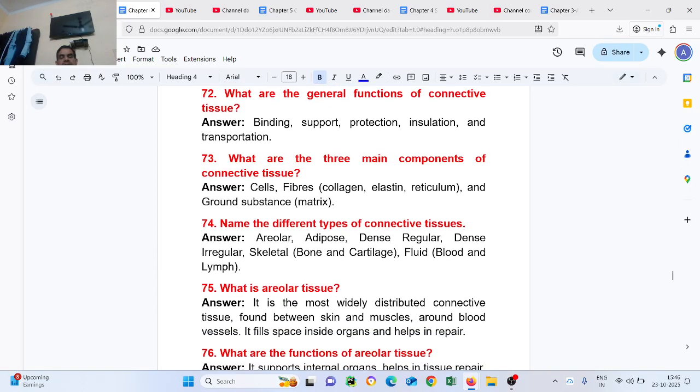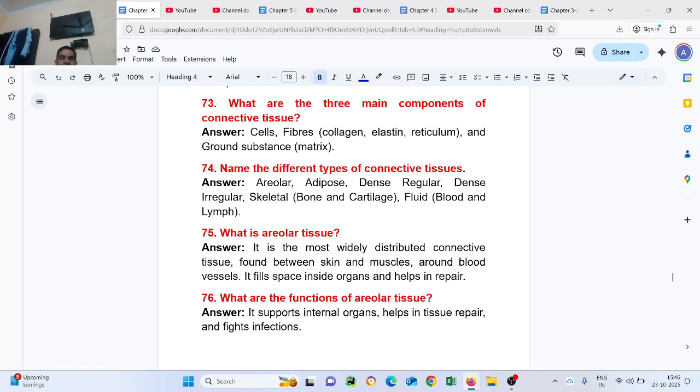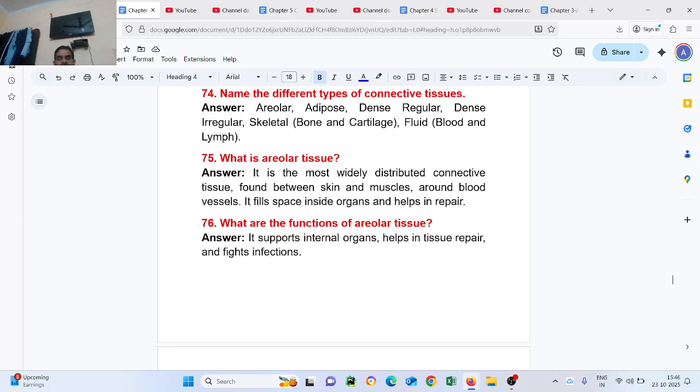Question number 75. What is areolar tissue? It is the most widely distributed connective tissue, found between skin and muscles and around blood vessels. It fills space inside organs and helps in repair. Question number 76. What are the functions of areolar tissue? Answer: it supports internal organs, helps in tissue repair, and fights infection.